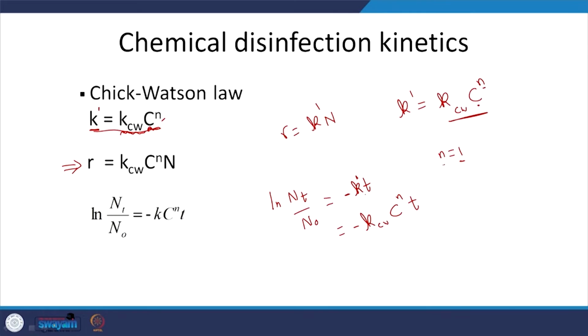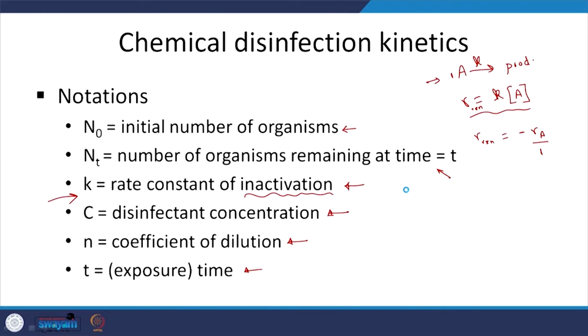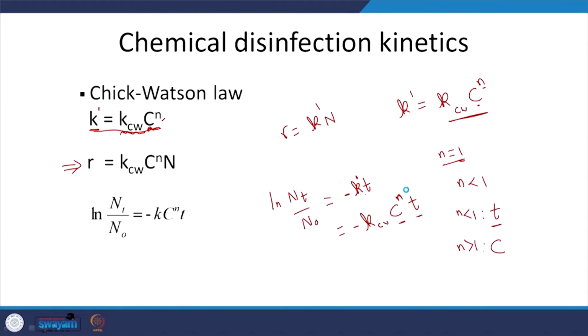So, when N equal to 1, both concentration and time are equally important. When N is less than, or far less than 1, time or the contact time is relatively more important. When N is greater than 1, obviously the concentration is relatively more important, right. So, these are aspects that need to be looked at in the context of the dilution factor N here, which we call the coefficient of dilution, fine. So, this is an aspect.